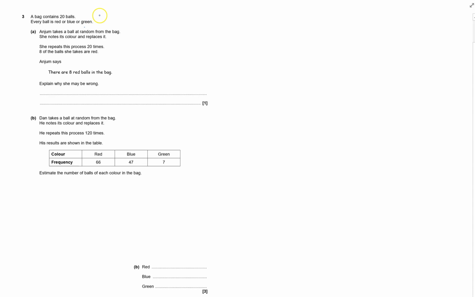Okay, we've got a bag containing 20 balls, red, blue or green. She takes a ball at random, replaces it, does it 20 times. 8 of the balls are red, and she says there are 8 red balls in the bag. Explain why she may be wrong. Basically, she might pick the same red ball more than once.